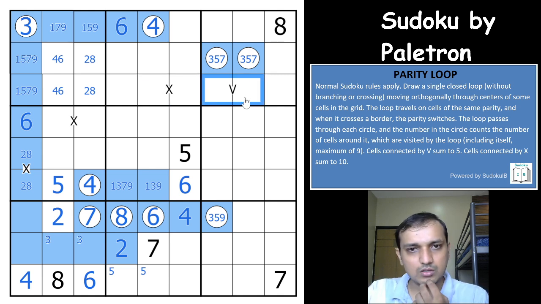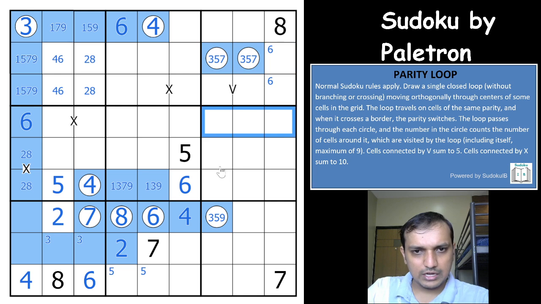This can be 1-4 or a 2-3. 6 cannot be here. 6 cannot be here. So 6 would have to be in one of these two cells. So that eliminates 6 from this cell, and you get a 6 in one of these two cells. 8 cannot be here.